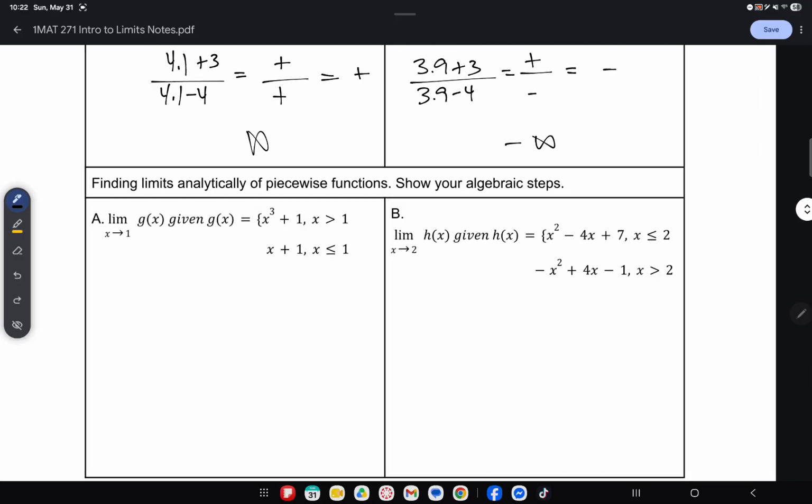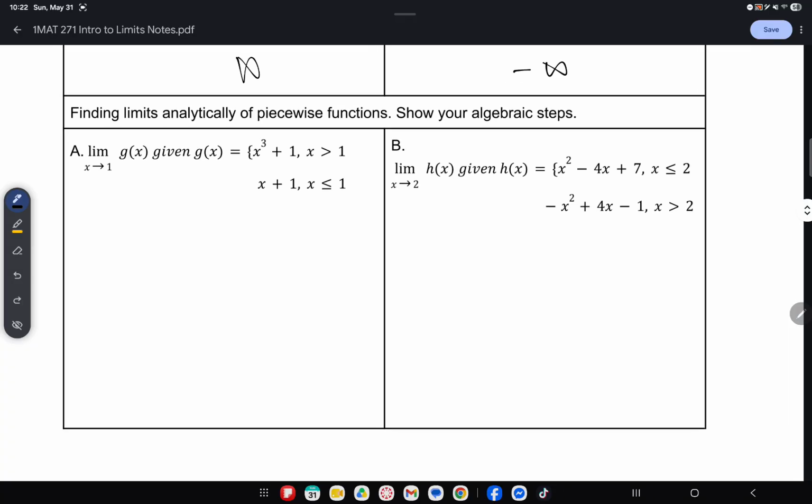All right, got some piecewise functions here. So we want to find the limit. So remember, for the general limit to exist, the left and the right have to be the same. So I want to find the limit as x approaches 1 from the left. And I want to find the limit as x approaches 1 from the right. This piecewise will tell us the directions. So greater than 1, it's going to be that right side.